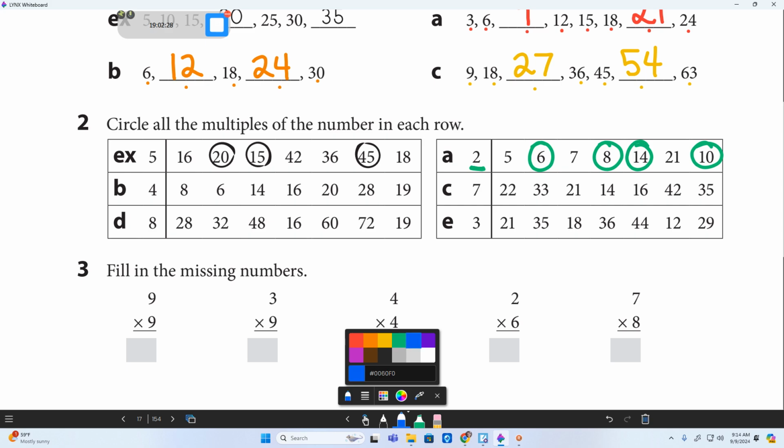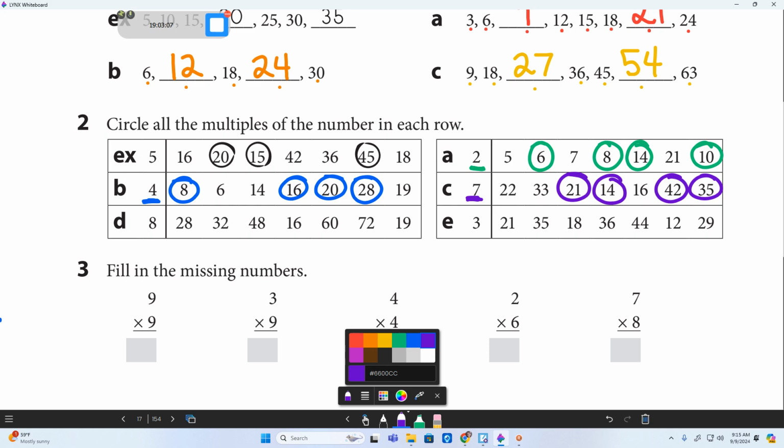The next one are multiples of 4. Here's 4 times 2. Here's 4 times 4. 4 times 5. 4 times 7. Here we go. Letter C, multiples of 7. Okay. 7 times 2 is right there. 7 times 3 is right there. 7 times 6 is right there, and 7 times 5 is right there. You could also count by 7s. 1, 2, 3, 4, 5, 6, 7. 8, 9, 10, 11, 12, 13, 14. You know, count by 7s and get the numbers that way.